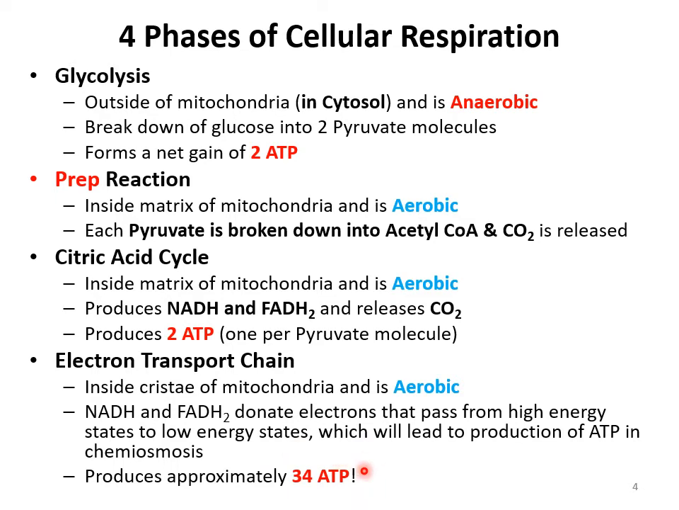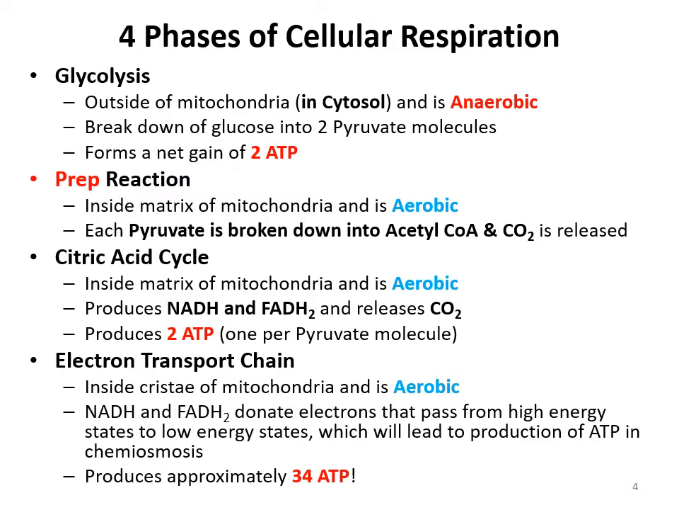Now, when you take all of this at once and you ask yourself how much energy, how much ATP is the cell getting from breaking down one glucose, because this was all breaking down a single glucose molecule, well, it could get up to 2, 4, plus 34, up to 38 ATP out of cellular respiration.